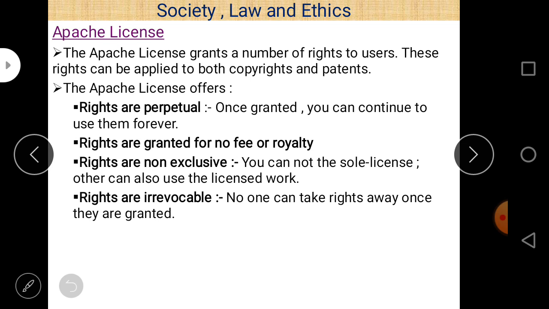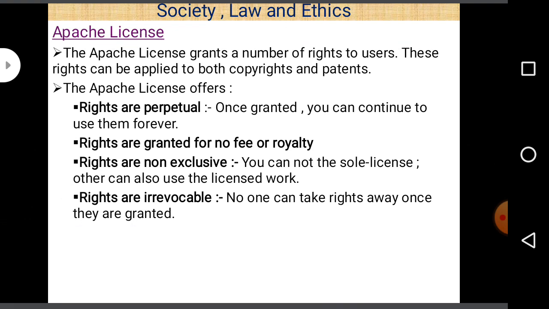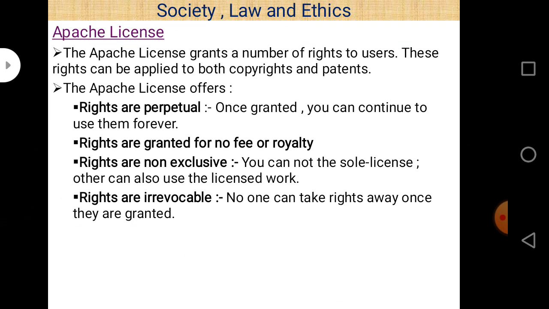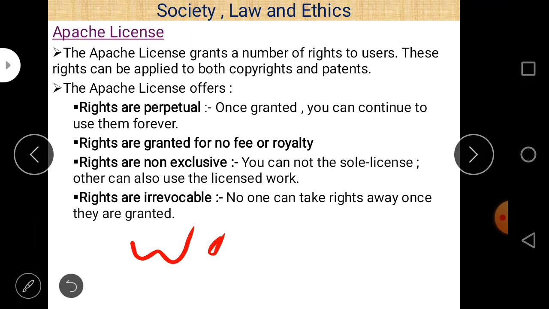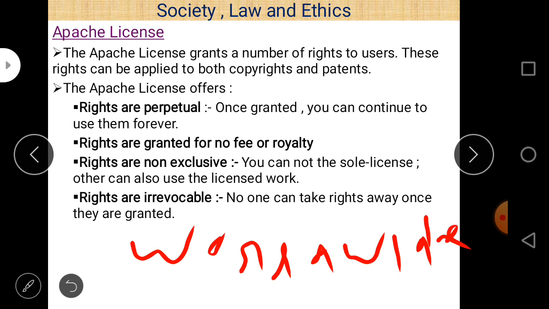You can note down: rights are worldwide. And what is the meaning of this term? Rights are worldwide means that if the rights are granted in one country, then they are granted in all other countries.